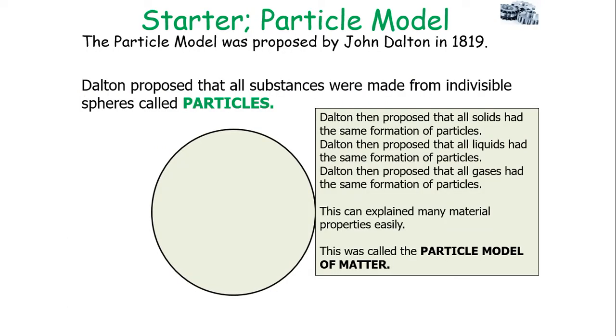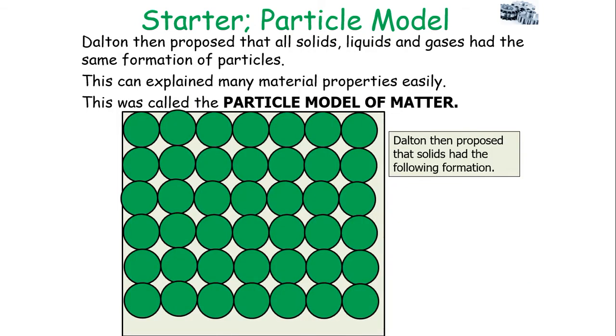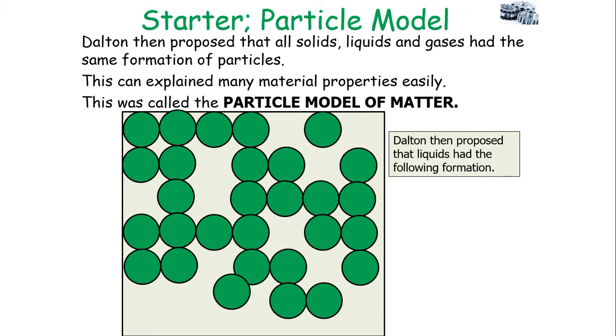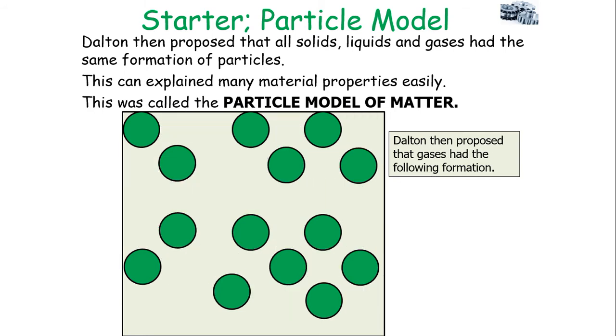So the particle model of matter was proposed by John Dalton in 1819. John Dalton proposed that all substances were made from indivisible spheres, which he called particles. Dalton then proposed that all solids had the same formation of particles, all liquids had the same formation of particles, and all gases had the same formation of particles. And this can explain many material properties easily. Now, Dalton proposed that solids had the following formation of particles, liquids had this formation of particles, and gases had this formation of particles. And together this was called the particle model of matter.